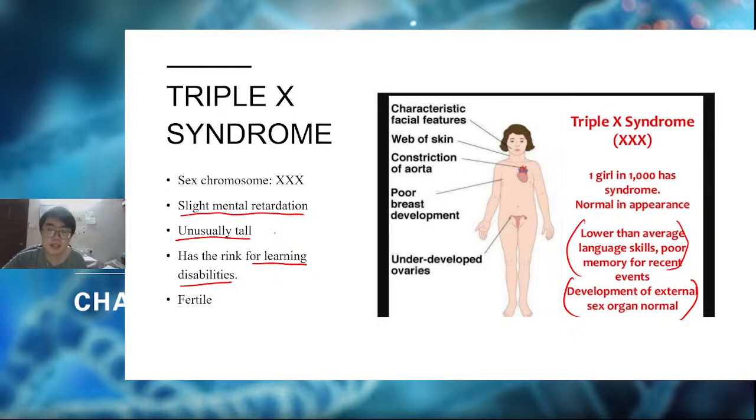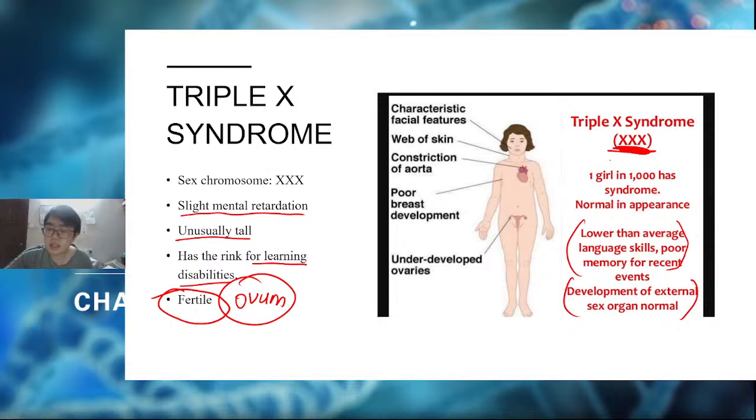Orang ni nak belajar dia kena guna masa yang panjang punya. But this female is fertile. Fertile maksudnya dia boleh produce the egg. It can produce the normal ovum and boleh melahirkan anak lah. It can produce children lah. But actually got risk lah because it is XXX.